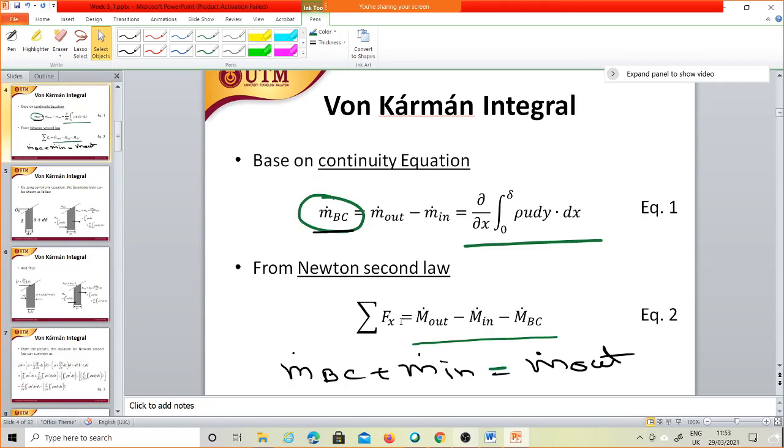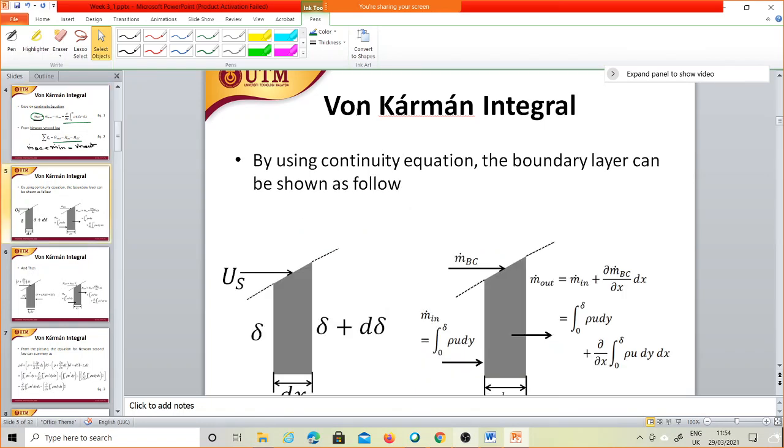This should be Newton's third law. I don't know why they put second law. Second law is ΣF equals MA, and Newton's third law is the rate of change of momentum equals force. Okay, it should be third law. I think the lecturer put second law, I don't know why. It should be third law. Second law is F equals MA.